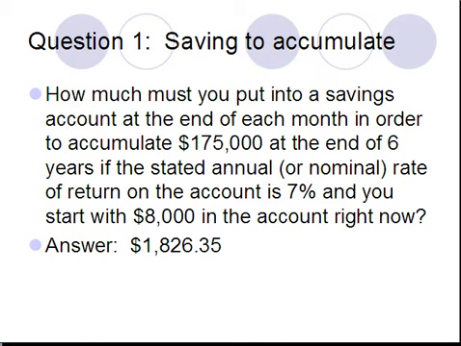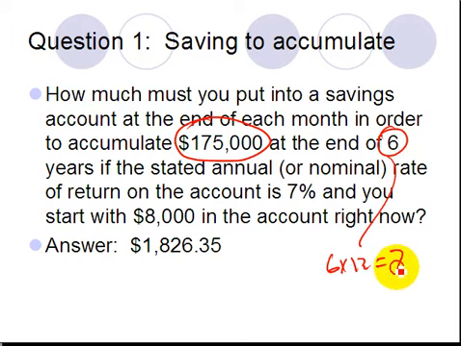For this question, we're going to figure out how to calculate how much you need to pay on a monthly basis in order to accumulate $175,000 at the end of 6 years, and we're making monthly payments, so that will be at the end of 6 years, or 6 times 12 equals 72 months.